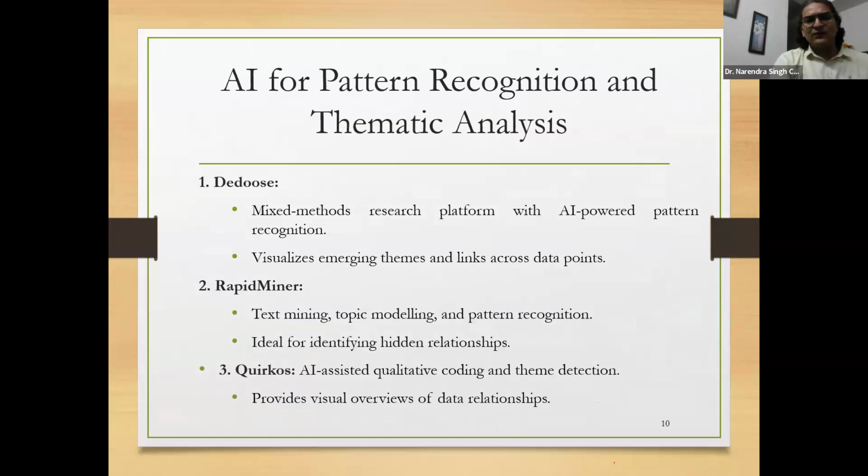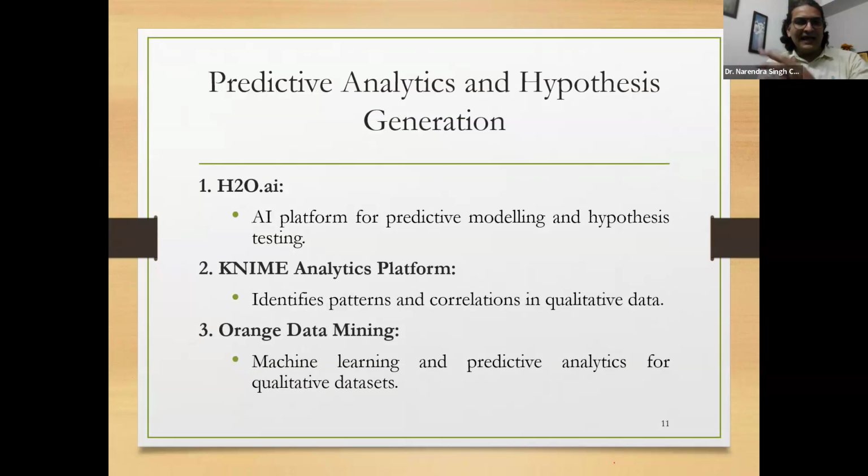So it all depends on which tool you are more comfortable with, right? I will not say that I recommend a particular tool. It all depends on your comfort level. But I'm telling you that these are certain AI tools that you can use for your qualitative research. And like H2O and the KNIME analytics platform, these are for predictive analytics and hypothesis generation. Orange data mining you can use for qualitative data sets, that is possible.